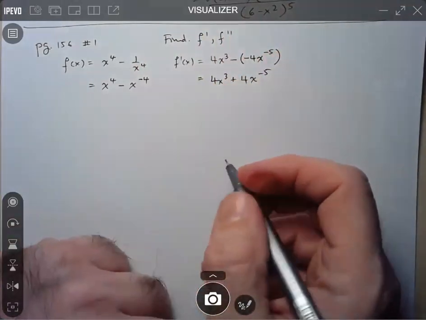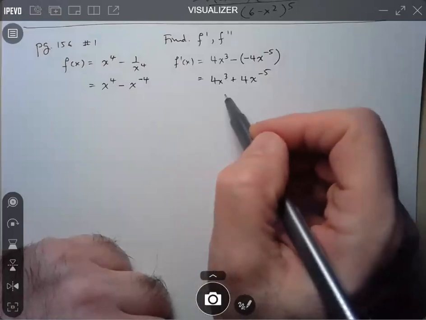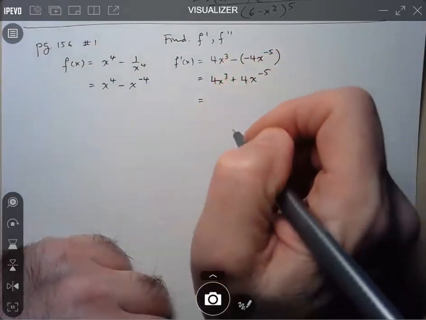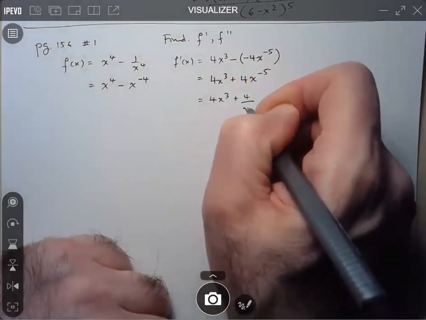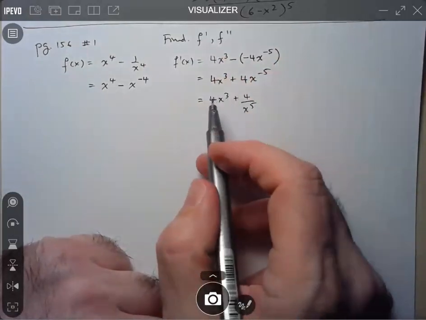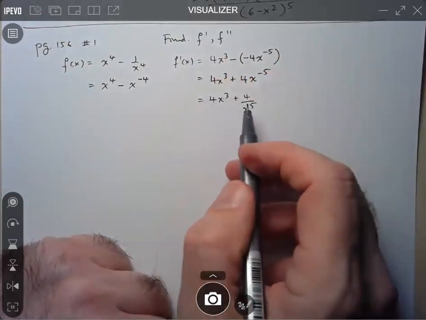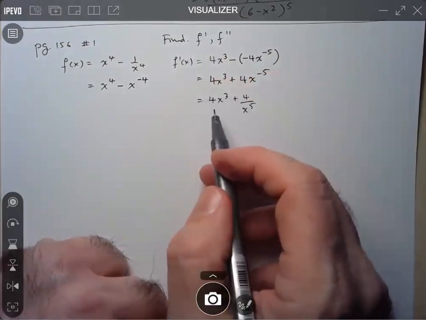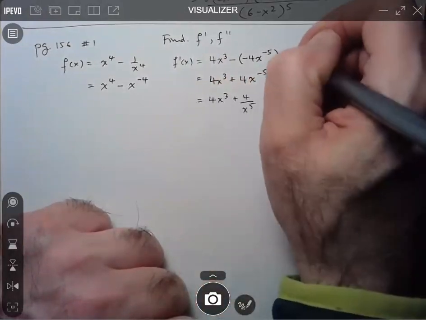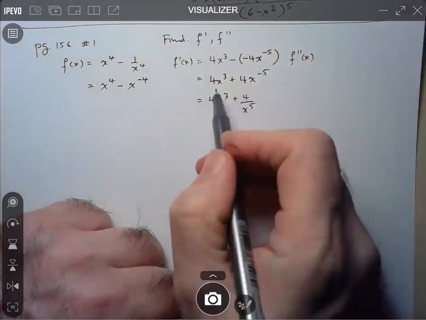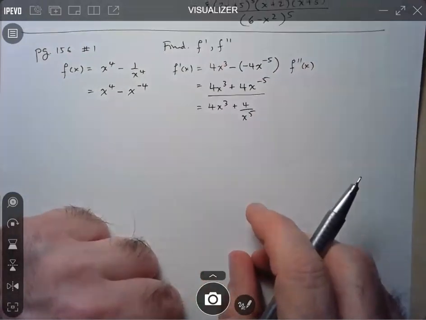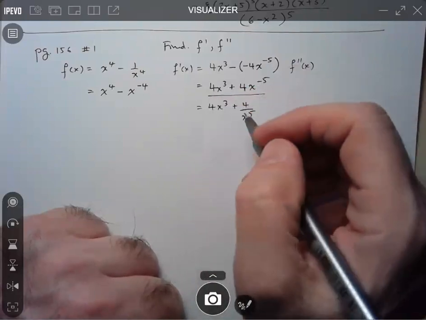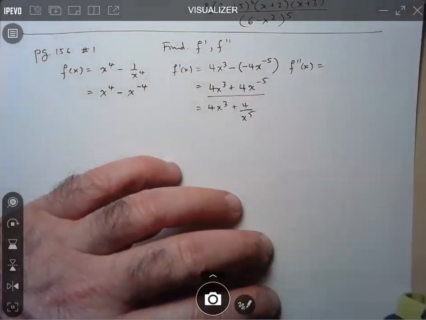At this point, if I wanted to write this in a nicer form, I would probably write it as 4x cubed plus 4 over x to the 5. Again, I could add these together and write it as a single fraction, and that's perfectly fine. But when I'm taking the second derivative, I'm definitely going to stick with this version of the derivative, because this is much easier to take the derivative of.